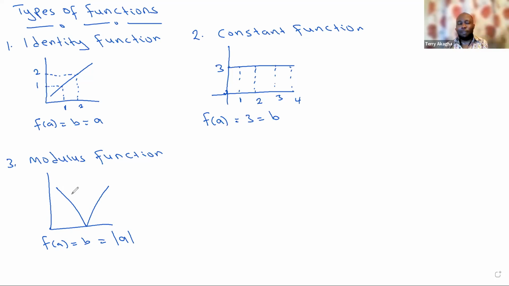Quick recap. We have an identity function, which is a function that returns the x input unchanged as the y output. If the x is 1, the y is 1. If the x is 2, the y is 2. A constant function is a function where, regardless of the input, the output is going to remain the same. A modulus function is an absolute value, so it gives the absolute value of the number. I'll talk about this later.